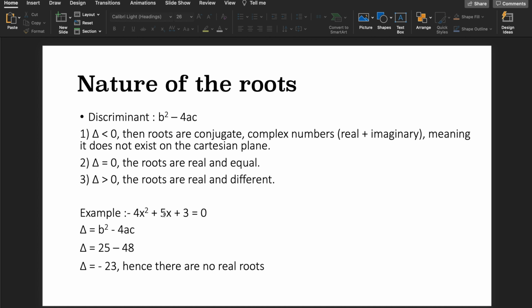For example, let's take this. We have the equation 4x squared plus 5x plus 3 equal to 0. So here the discriminant would be b squared minus 4ac. It's 5 squared, which is 25, minus 4 into 4 into 3. 4 into 4 is 16, into 3 would be 48. And when we calculate this, we get minus 23. So since the magnitude of the discriminant over here is negative, we can conclude that there are no real roots.